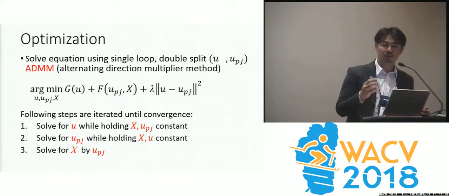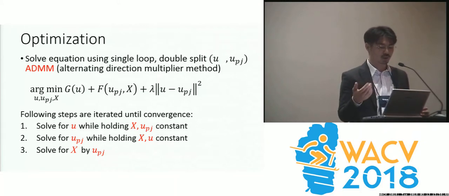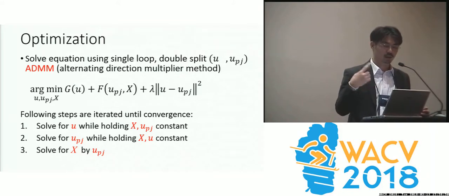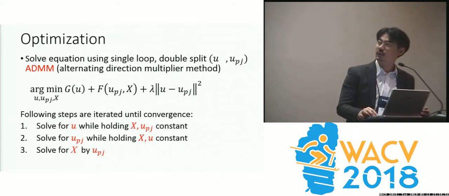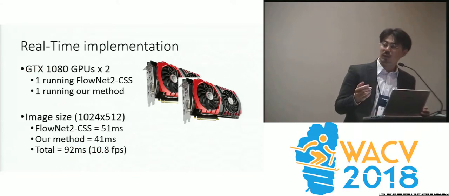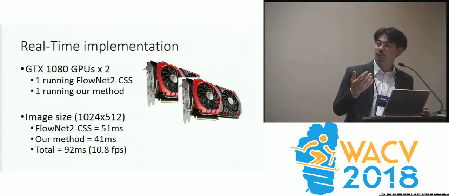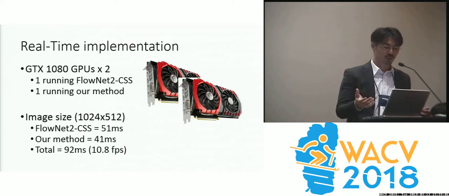First, we solved u by holding x and u_pj constant. Next, u_pj is solved. And finally, we got x. And these steps are iterated. We implemented this on GPUs. This is a little bit high spec, but we used two GPUs. One is for FlowNet 2, and one is for our method.